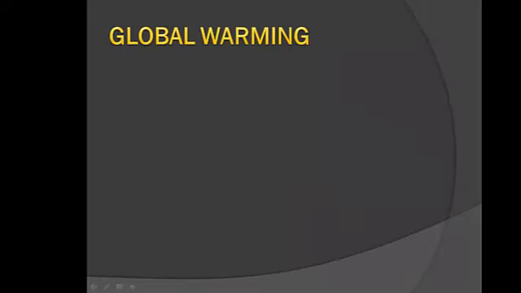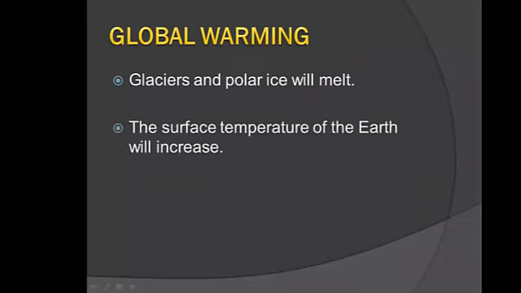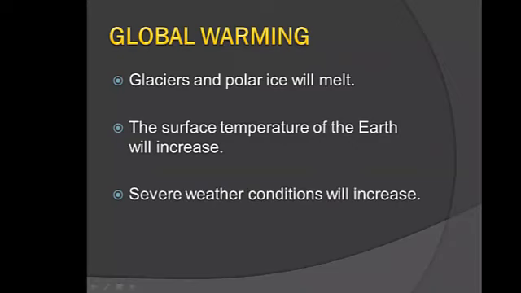Now, what are the harmful effects of global warming caused by the greenhouse effect? The first effect is that it will cause the melting of glaciers and polar ice, which will result in flooding. Then the surface temperature of the earth will increase, which will eventually result in the spread of deserts, and millions of people will have less water. Severe weather events will increase in frequency, and hurricanes and flooding will become more common.